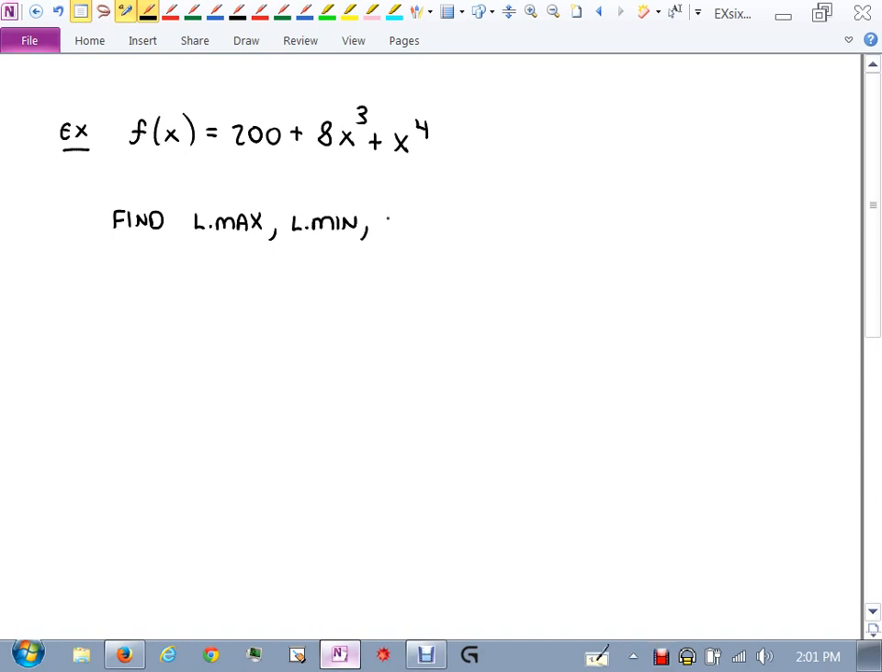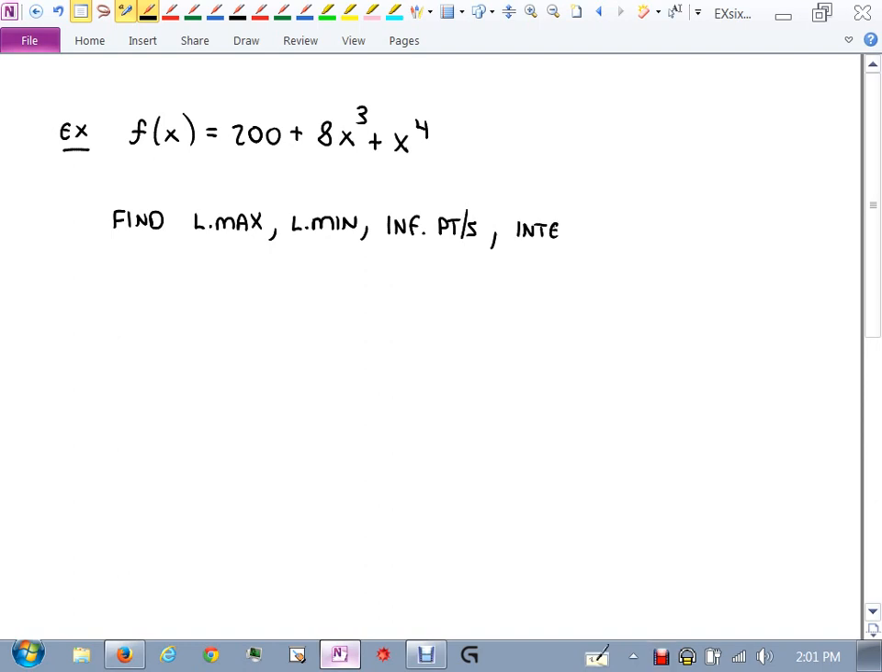Let's say we have something like this. F of x equals 200 plus 8x cubed plus x to the fourth. Find local max, local min, inflection, I'm going to put INF, inflection point, or points, there might be more than one.